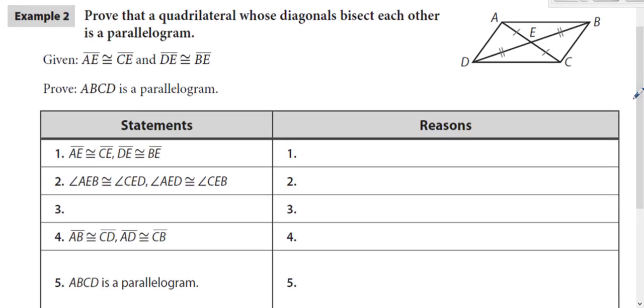So if we start by looking at the diagonals, say that the diagonals bisect each other, then we have AE is congruent to CE and DE is congruent to BE. That's given, that's the diagonals bisect each other.